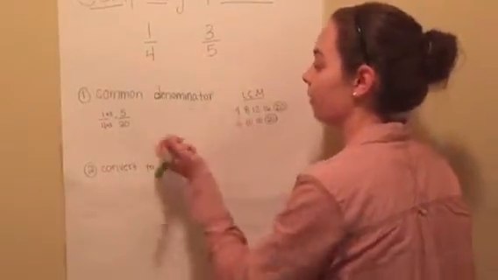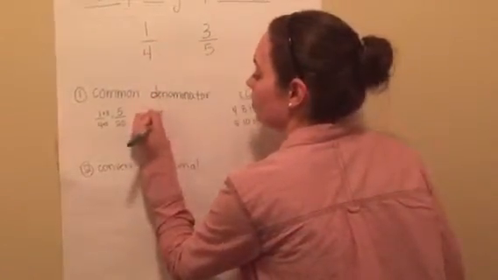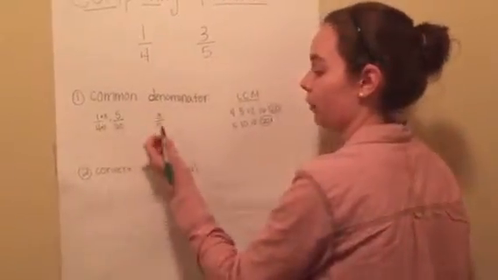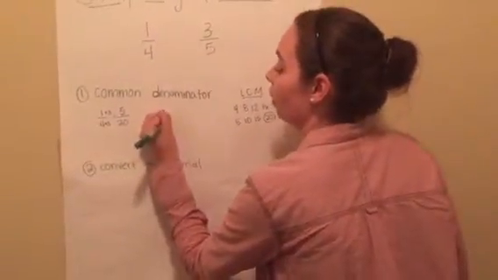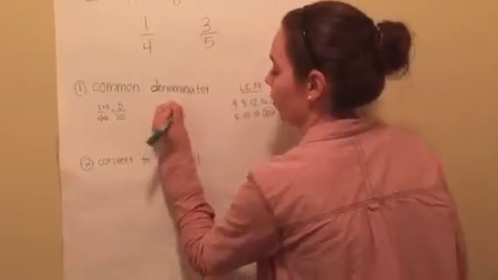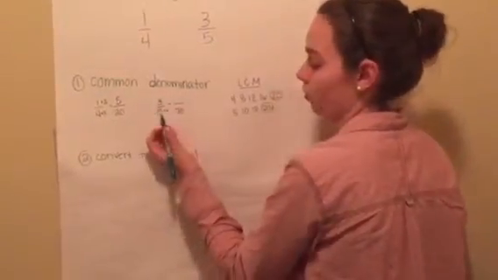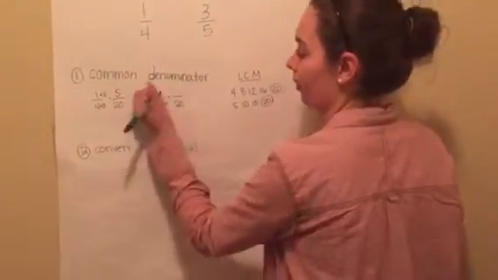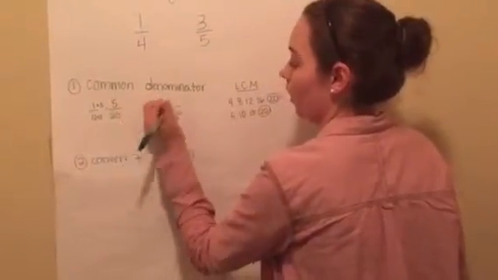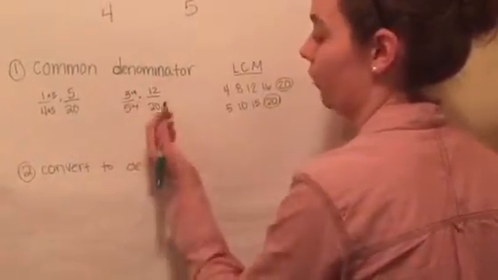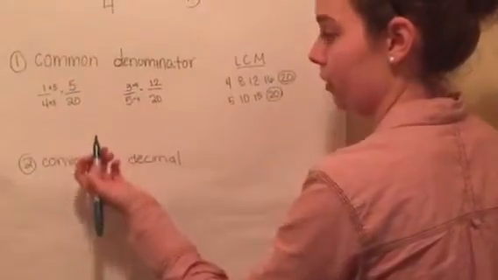We want to do the same thing for 3/5, but this time 5 times 4 will give us 20. Okay, so we want to multiply 3 by 4 as well, and that will give us 12. So we have 12/20 and 5/20.